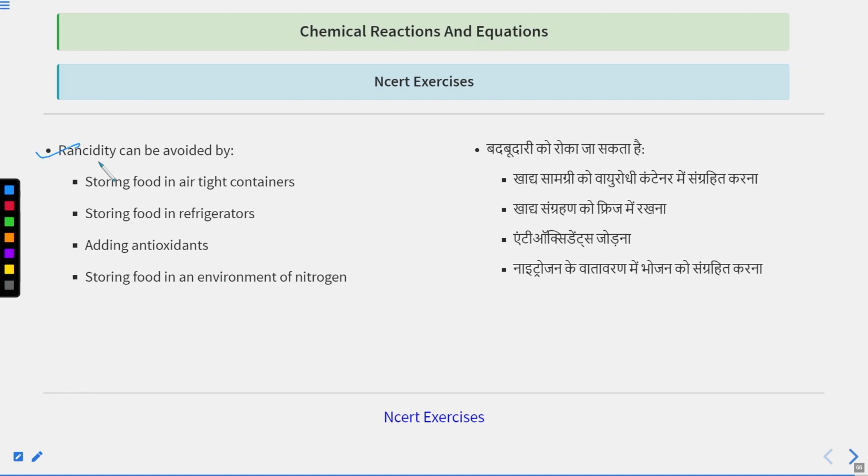Okay. So rancidity can be avoided by what? By storing food in airtight containers. Sometimes you go to a shop, and you can see the shopkeeper kept some namkeens or items in containers. If the container is not properly tightened, and you taste that food, it is moisturized, and also the smell and taste of that food, that chips, that namkeen, get changed. So rancidity can be avoided by storing food in airtight containers.